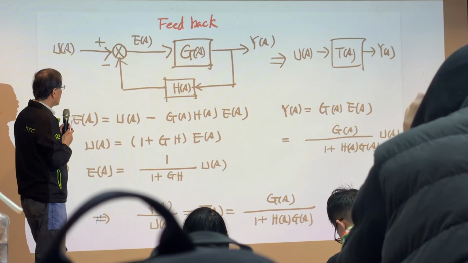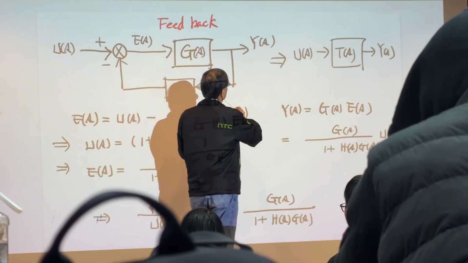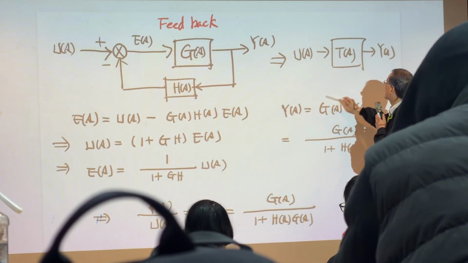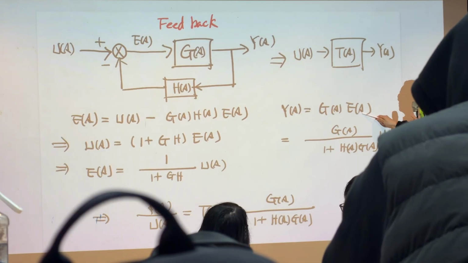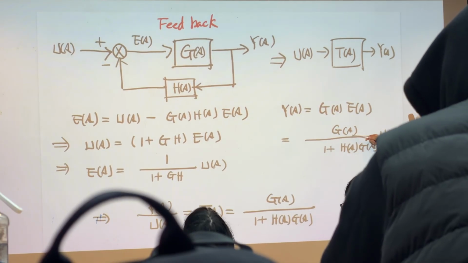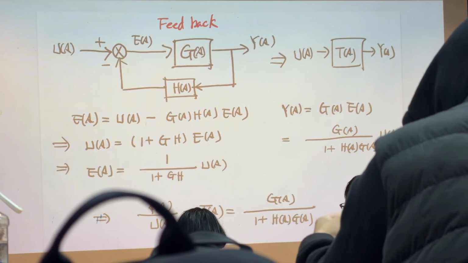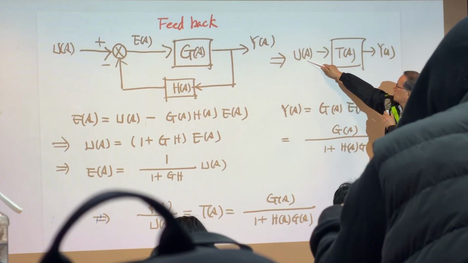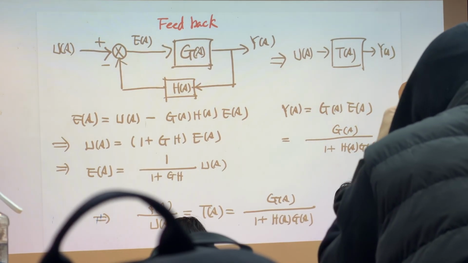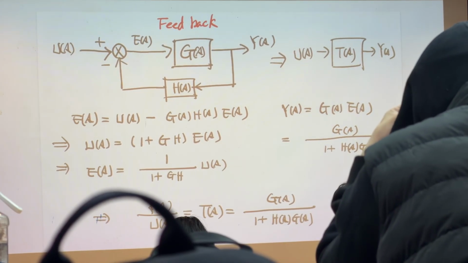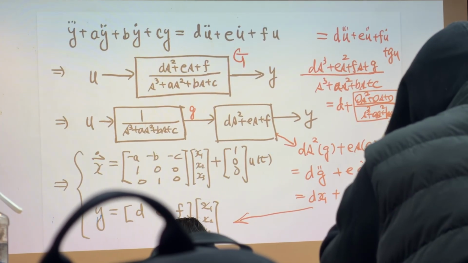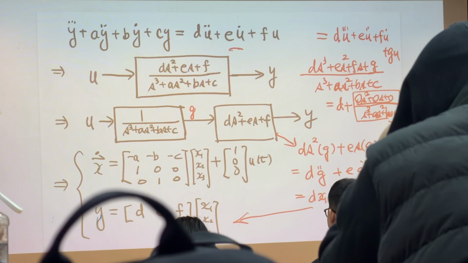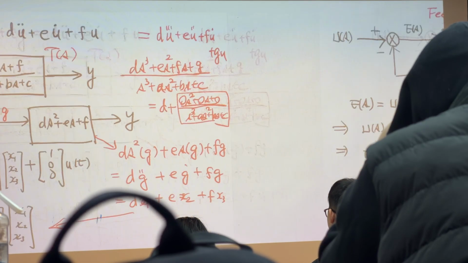And then we have YS here. YS equals GS times ES. So eventually we have this, right? Okay, let me make a correction. US to GS, this is GS. So let's change this. Let's put this back here. This one, let's take it out. Let me make this a TS, okay? So this is TS. This is the transfer function.